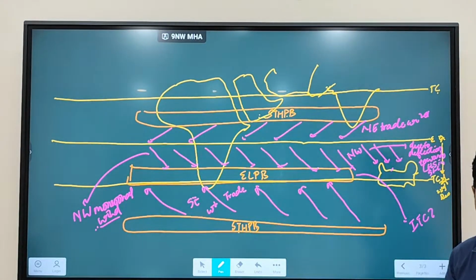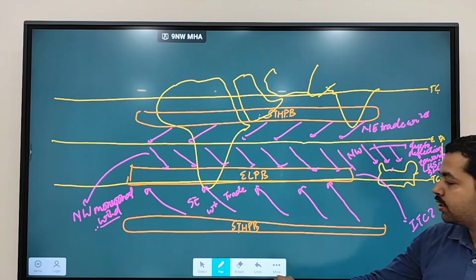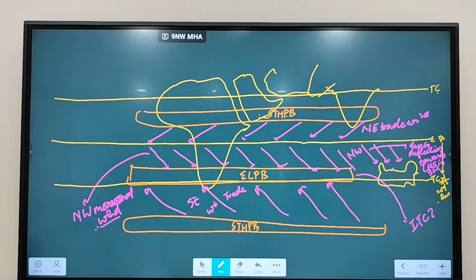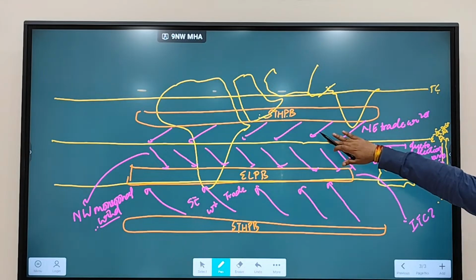Fine. Clear? Now again, the sun will come back to its original position when? On 22nd December, the sun is over here. Again, the sun will come back to its original position when? On the 21st of March, the sun will again shift towards the equinox. So when the equinox is occurring, the equatorial low pressure belt will shift upward.